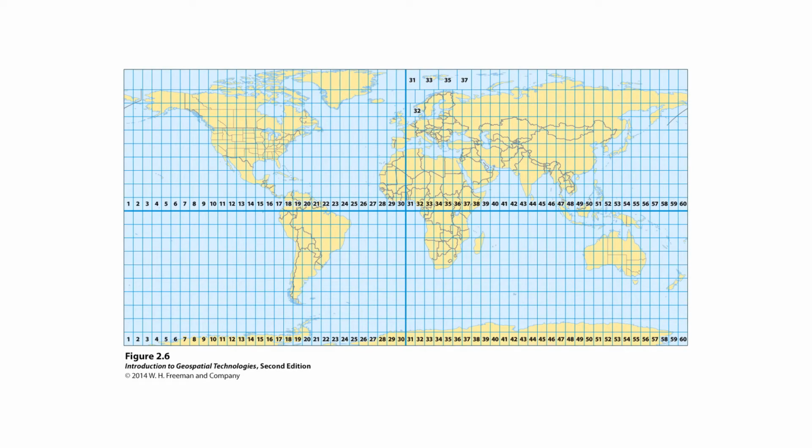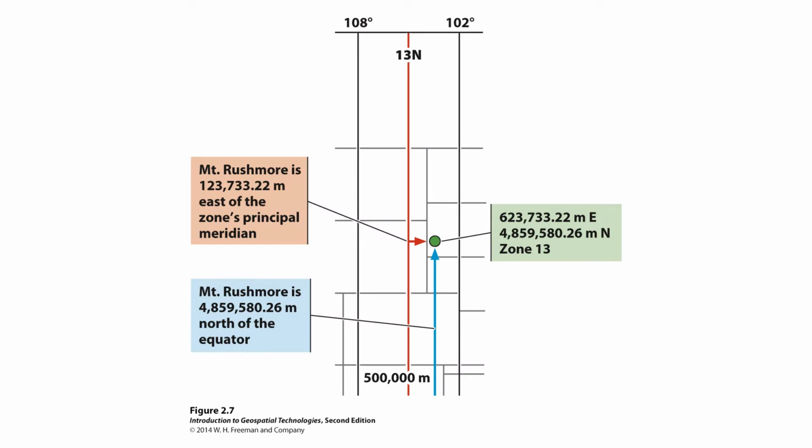UTM, universal transverse Mercator, is a cylindrical, Mercator-type projection. Instead of the cylinder going up and down, we run it sideways, left to right, and we divide the Earth into 60 zones. Each zone is 6 degrees wide. That gets us all the way around the planet. Here we can see how a particular zone, like zone 13 north, covers 6 degrees from 102 to 108. Everything between 102 and 108 would be relatively accurate within this projected coordinate system.